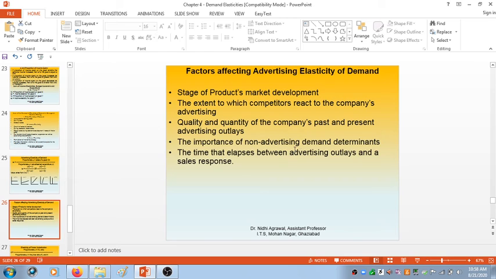The importance of non-advertising demand determinants. Non-advertising demand determinants means other factors which affect demand except advertising campaigning, right?